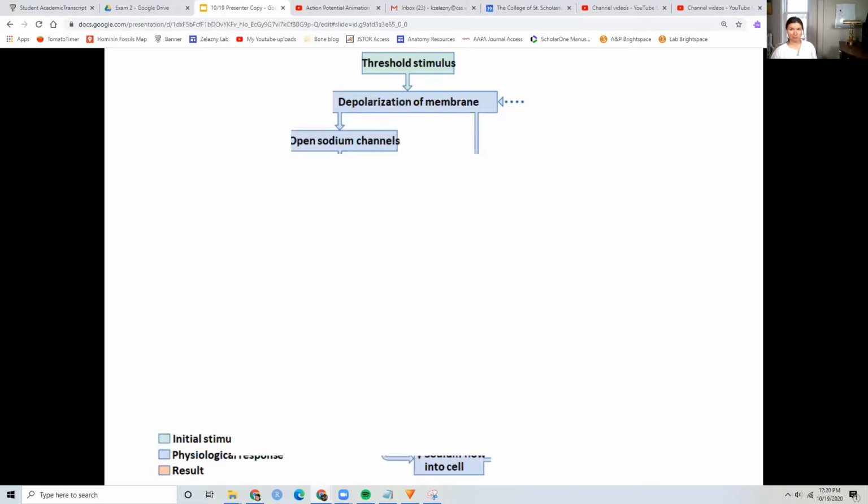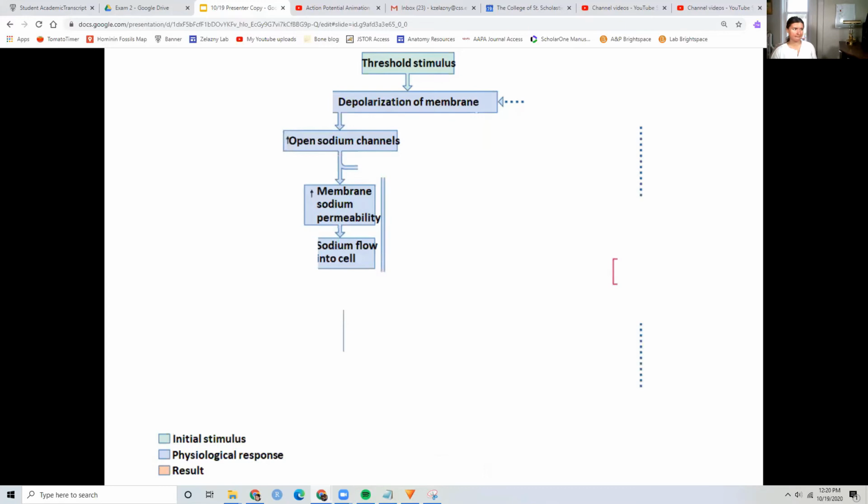The first thing that happens in response to the depolarization is that we open sodium channels. So our voltage-gated sodium channels are opening because we had an activation gate that was shut before, now it's open. Our inactivation gates started out open. So now both doors are open, sodium can get into the cell. Our equilibrium potential for sodium is positive 60, so we know that sodium wants to move into the cell. So it does so, depolarizing our membrane more and more. So it's increasing our membrane permeability to sodium, allowing sodium to flow into the cell.